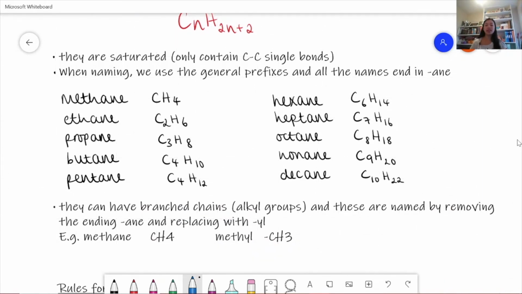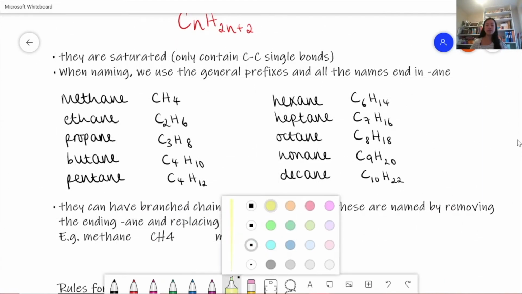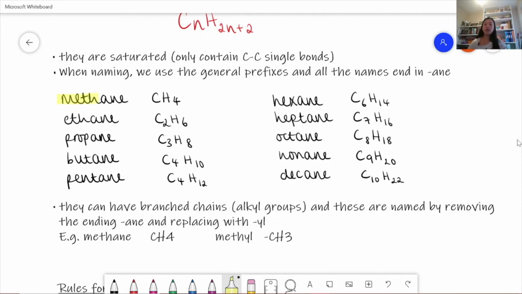The prefixes that we usually use are meth for 1, eth for 2, prop for 3, but for 4, pent for 5, hex for 6, hept for 7, oct for 8, non for 9, and dec for 10. What that indicates is how many carbons there are. So meth indicates to you that there's one carbon, and so the n in the general formula of this homologous series will be 1.